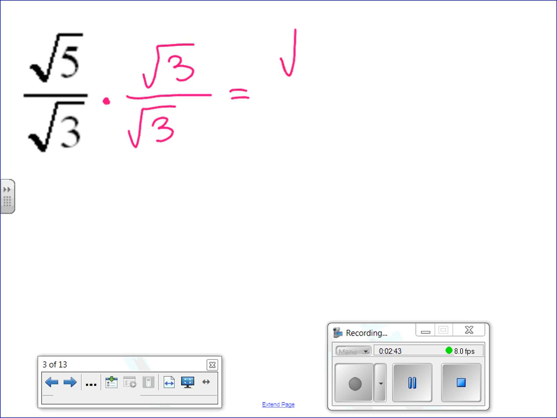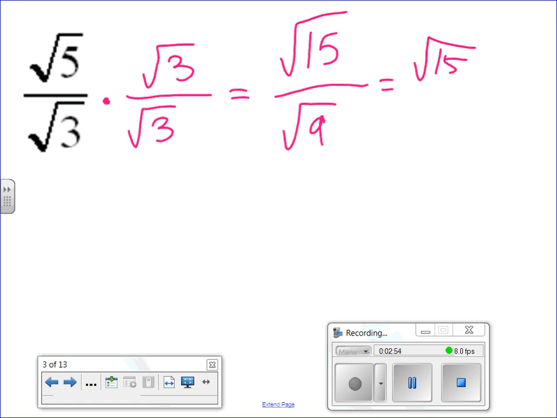On the top, then, I would have the square root of 15. That would not simplify at all. You wouldn't have any factors that could break out of jail. On the bottom, you end up with square root of 9. And the square root of 9, that's a perfect square. It equals 3. So you're done. You are all rationalized.